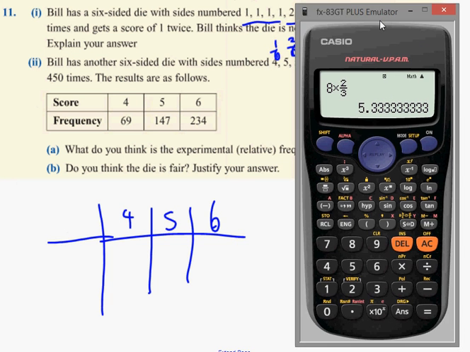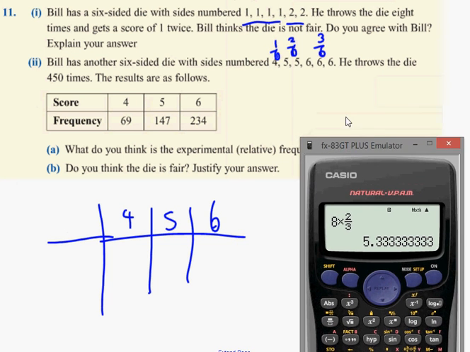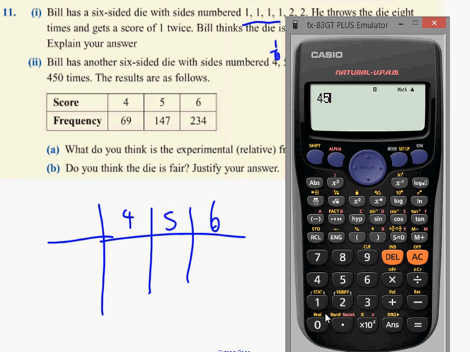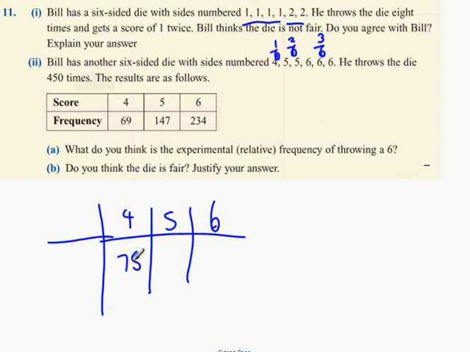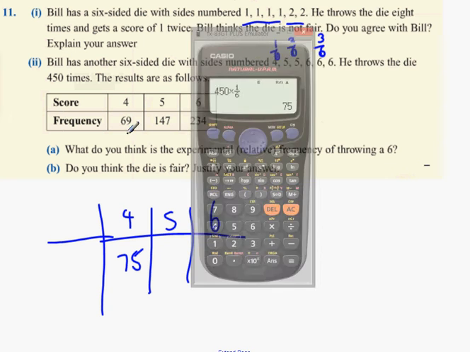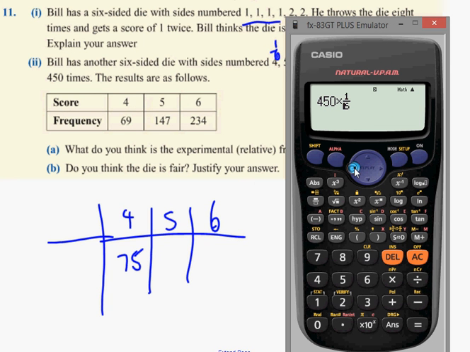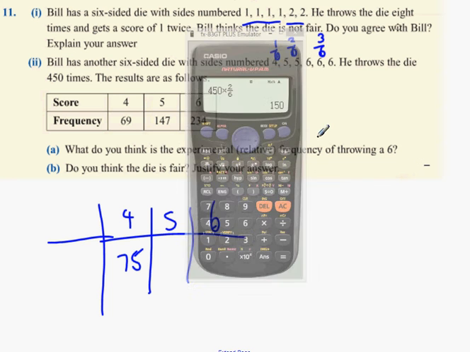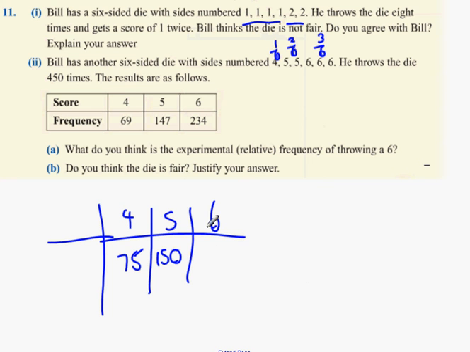How many times does he roll it? 450 times. What's 450 multiplied by 1/6? That's how many times he should get a 4. He should get a 4 75 times. How many times should he get a 5? 2 in 6 times, because there are 2 sides that read 5. That gets me 150. And finally the last one is half the time, and half the time is 225.